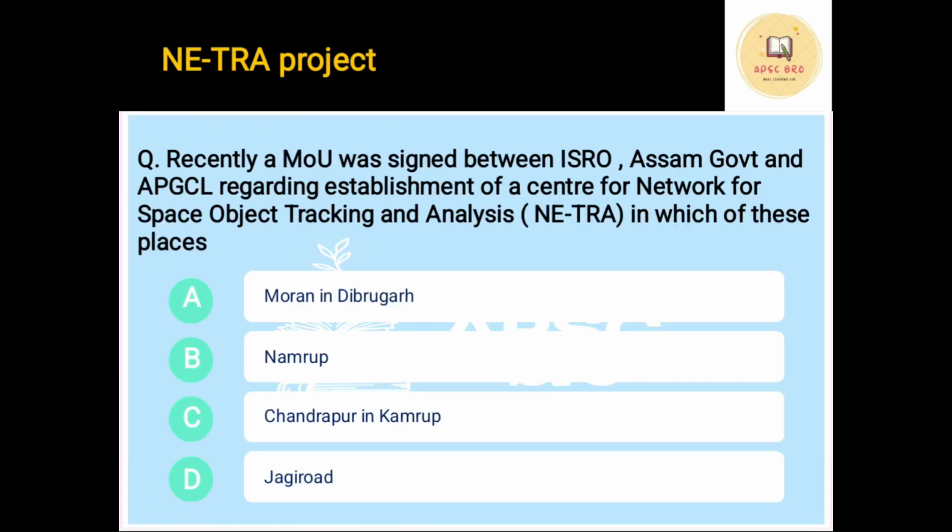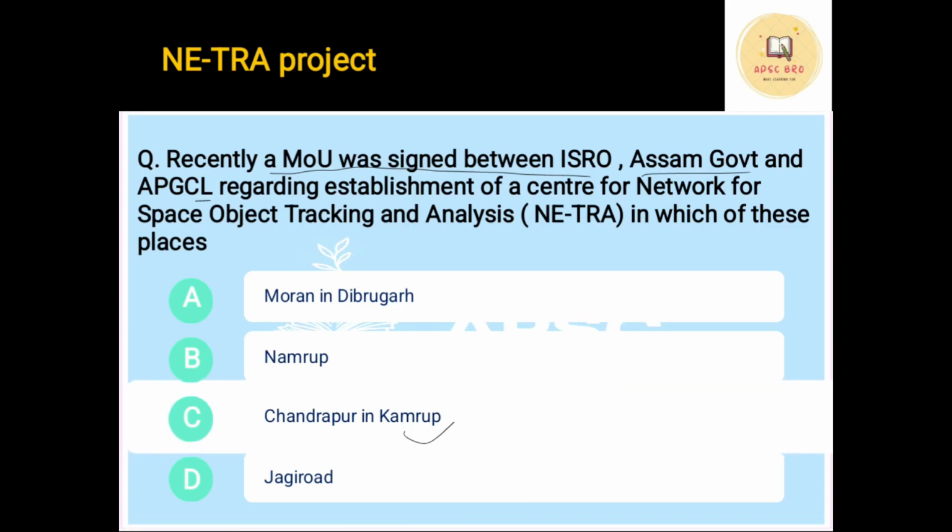Okay. Next, Netra Project. Netra Project is a key project undertaken by ISRO. Recently, an MOU was signed between ISRO, Assam government and APGCL regarding establishment of a center for network for space object tracking analysis. That is the full form of Netra, in which of the following places? Options are Moran, Namrup, Chandrapur or Jagirod. The correct answer is Chandrapur. This is a very important question. First thing you have to know is what is Netra and between whom the MOUs are signed. MOUs are signed between three parties: ISRO, Assam government and APGCL, and this wants to establish a Netra center at Chandrapur in Kamrup district.